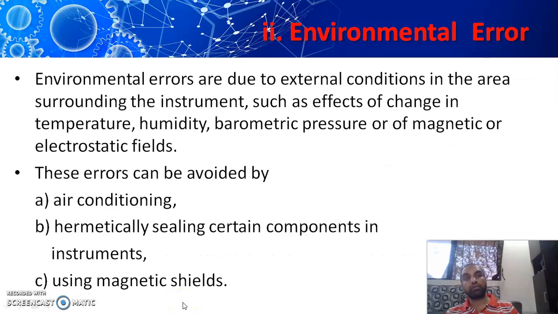The second type is the environmental error. Environmental errors are due to the external conditions in the surrounding area. Because of changes in temperature, humidity, barometric pressure, or magnetic or electric fields, errors are introduced in the measurement. These are treated as environmental errors, and they can be avoided by air conditioning, hermetically sealing certain components in the instruments, and also using magnetic sheets.